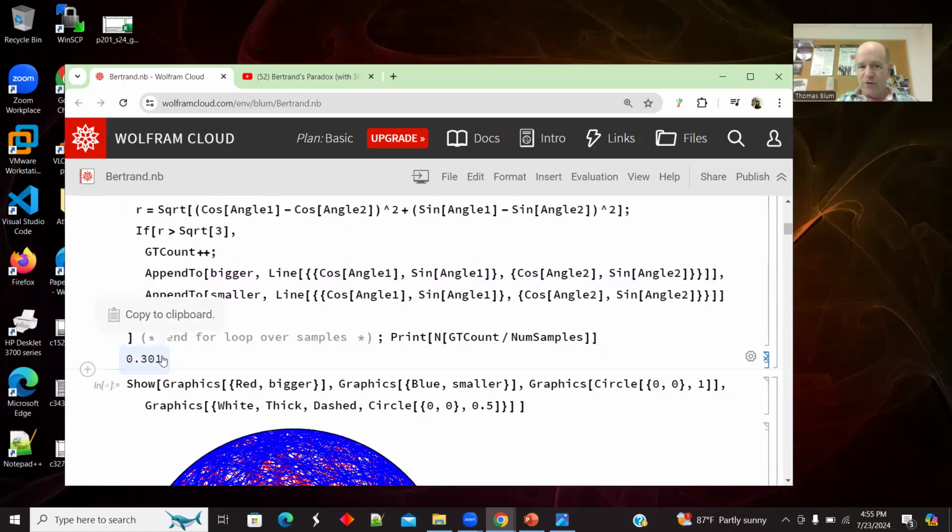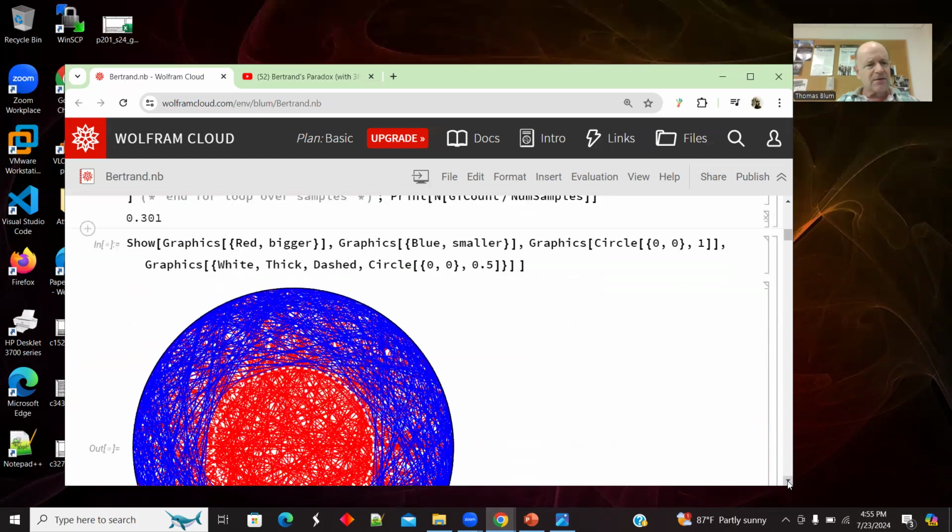And there it is, close to a third again, the different value because it's random. But now I'm going to show the bigger in red and the smaller in blue, and also draw a circle of radius 1. And then I'm also going to draw a circle with a radius of half, and you'll see why in a second.